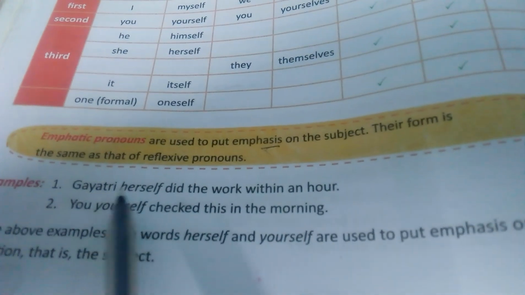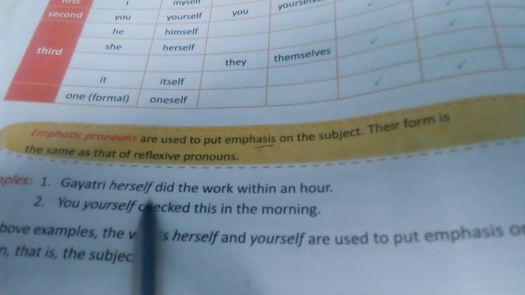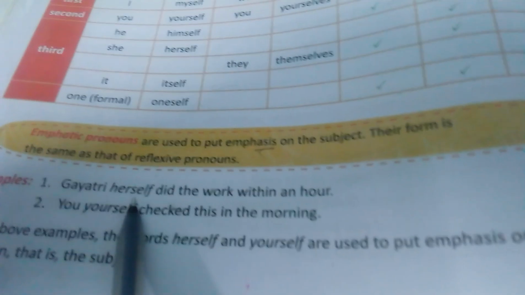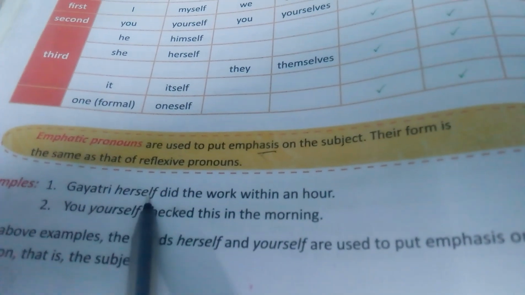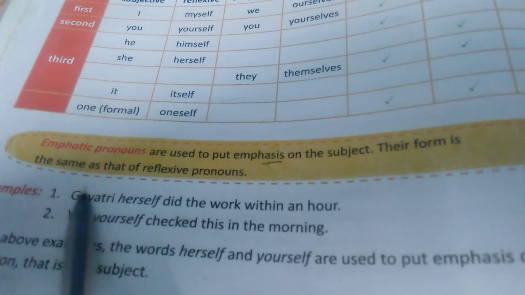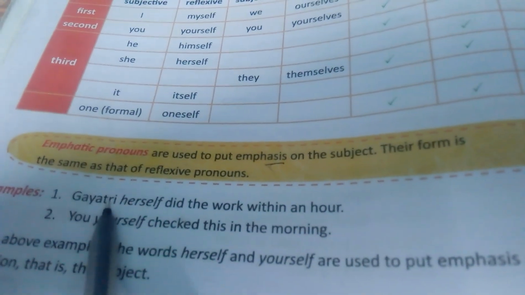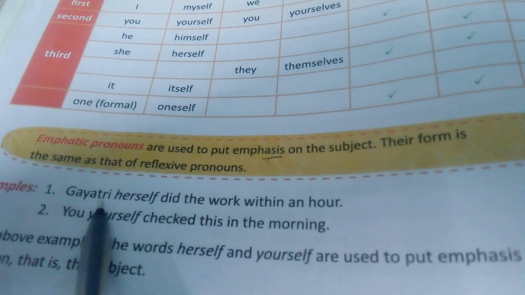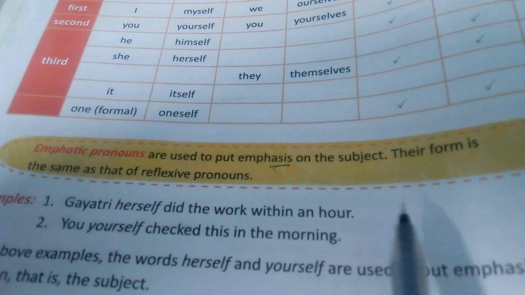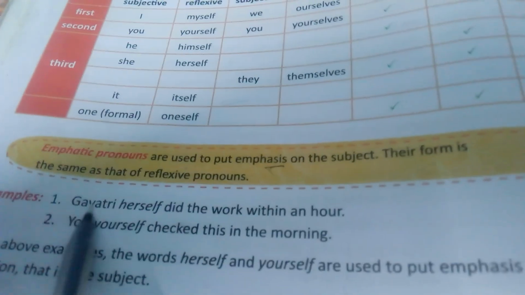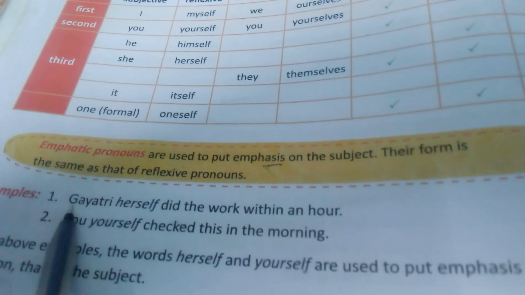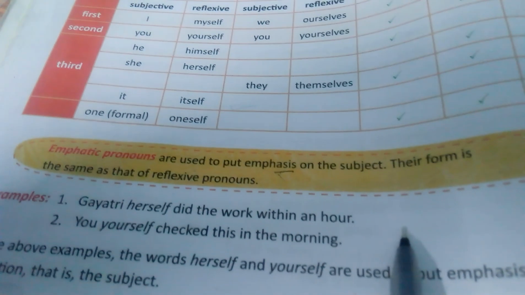Suppose here, for example, if I say Gayatri herself did the work within an hour, this word herself is putting a stress, it's putting an emphasis on the word Gayatri. Who did the work herself? Gayatri did the work herself. Now if I say Gayatri did the work within an hour herself, here herself refers to Gayatri. That's why here when I put herself, it becomes a reflexive pronoun. So this is the difference here.